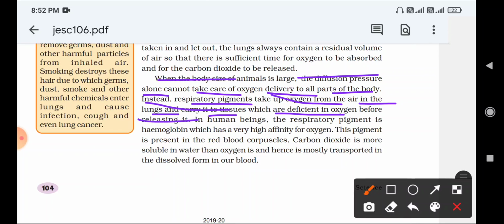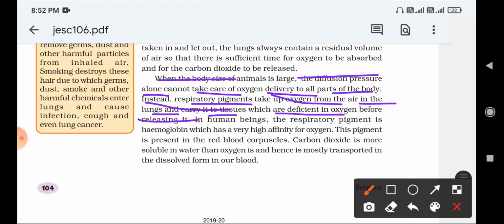We already know that diffusion is insufficient to supply oxygen to each and every cell in a multicellular organism. So that organism uses a special kind of method called the respiratory pigment. These respiratory pigments transfer oxygen to each and every cell of the body, and release it where there is a deficiency of oxygen.